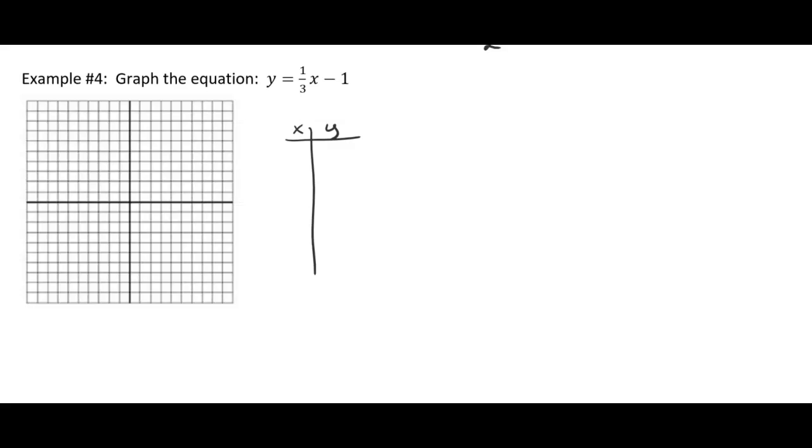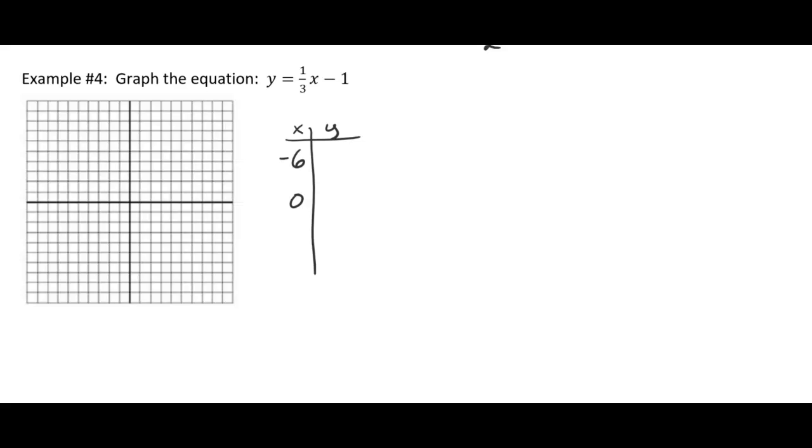Now, I see that fraction in there, so I'm going to pick numbers that will help me out. I'm going to pick things that are divisible by 3, because I get to pick whatever number I want for the table of values. I just want it to fit on my graph paper. So maybe I'll pick -6. And usually 0 is a good pick. We like to see what happens when x is 0. You don't have to pick it, but I'm going to.